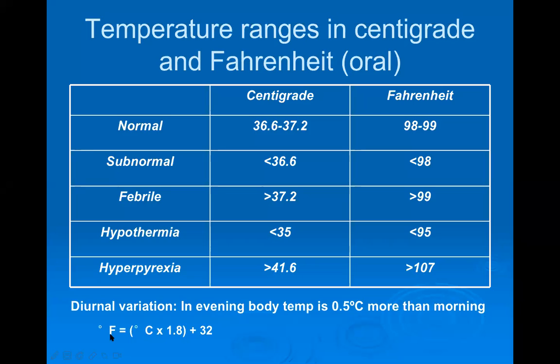And if you want to convert degree centigrade into degree Fahrenheit, this is the formula. You can use this formula to convert it. Multiply that degree centigrade by 1.8 and add 32, and that degree centigrade will be converted into Fahrenheit. Okay, but this is not a very important point. Nobody is going to ask you about that.